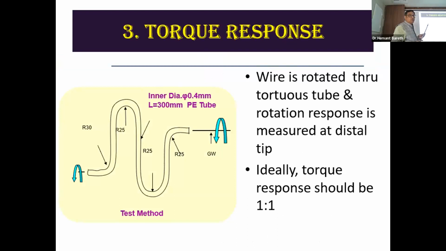So the third thing is torque response. And all these are bench tests that I'm describing. So these are not in the body, but they are done outside the body to determine. The third thing is torque response. So you take this kind of tortuous tube, and see how much wire you can push through. That is the torque response. And if you are able to do 1:1 transmission, then it will take all the bends and it will go. So that determines how much 1:1 torque transmission is happening, and that is the torque response. Ideally, it should be 1:1, even in this kind of system.